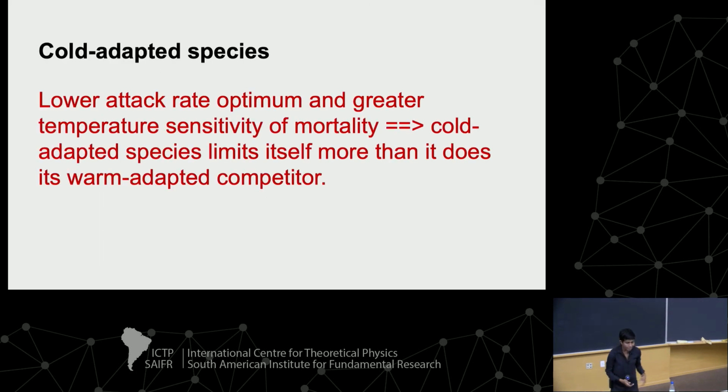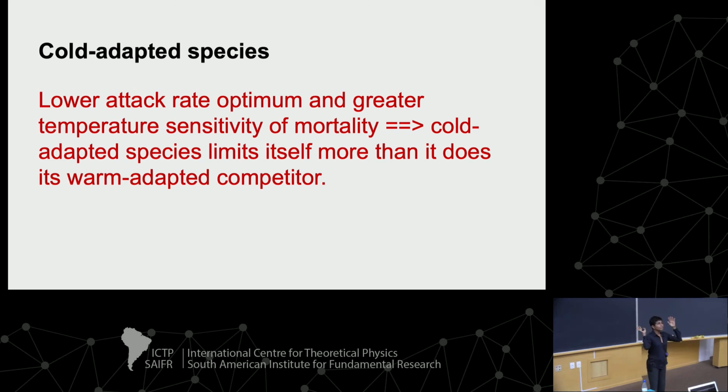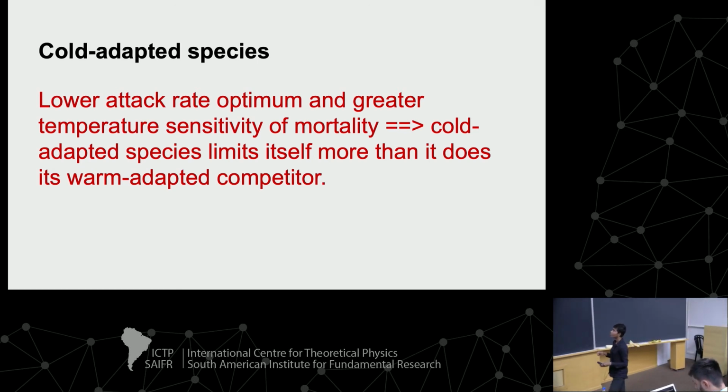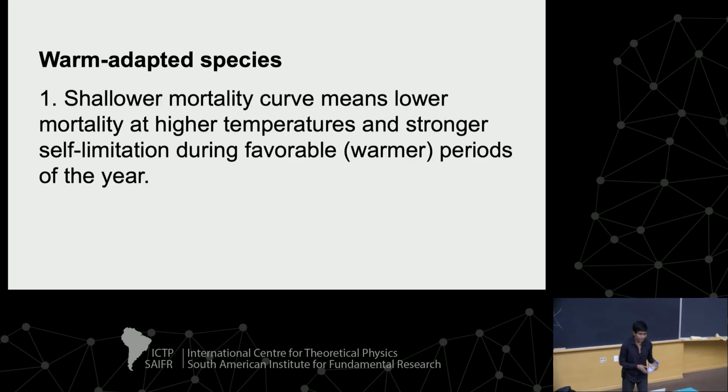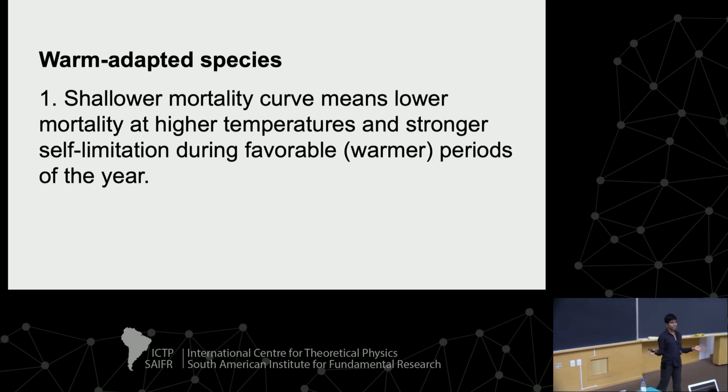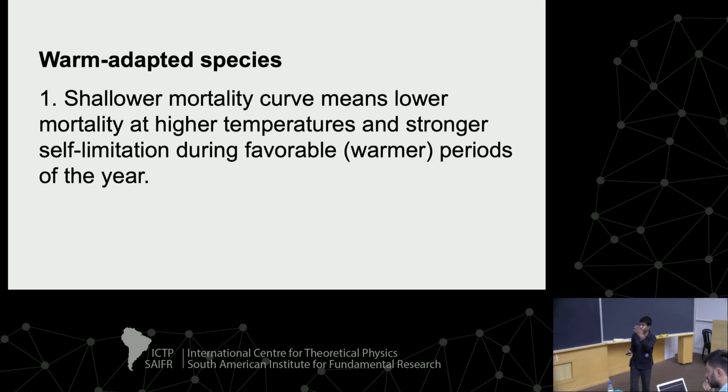So basically, to summarize, the lower attack rate optimum and greater temperature sensitivity of mortality means that the cold adapted species limits itself much more strongly than it will limit the warm adapted competitor. Okay, so now let's look at the warm adapted species. A shallower mortality curve means lower mortality at higher temperatures, and lower mortality means what? Stronger self-limitation during the time that's favorable to the warm adapted species, right? Because it's on the other side.